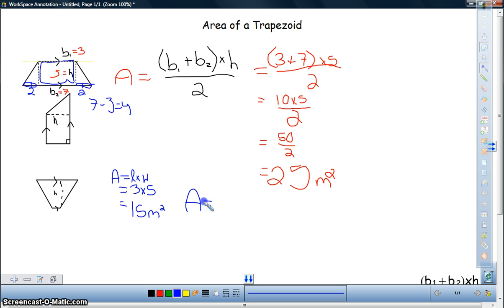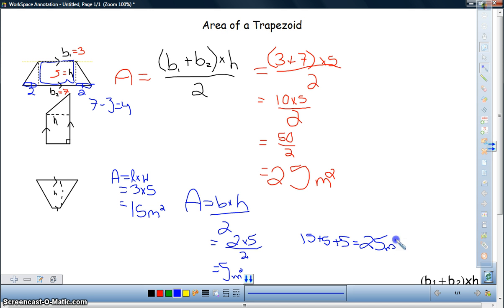Okay. Area is base times height divided by 2. Our base is 2. Our height is 5. All divided by 2. 5 times 2 is 10. Divided by 2 is our 5 meters squared. Now we have to remember there's 2 triangles here. So this would be 15 plus 5 plus 5 give us the 25 meters squared, which is the same answer that our formula got us.